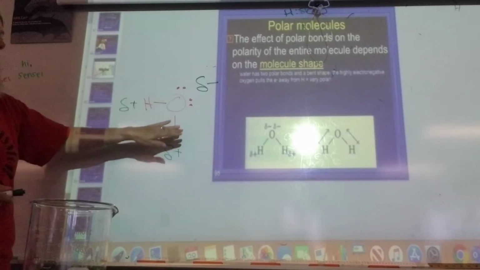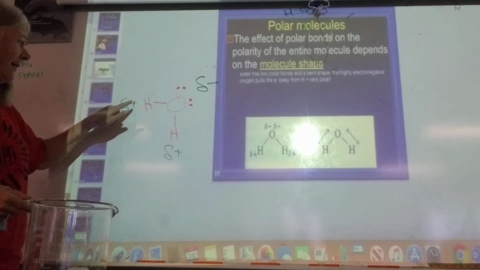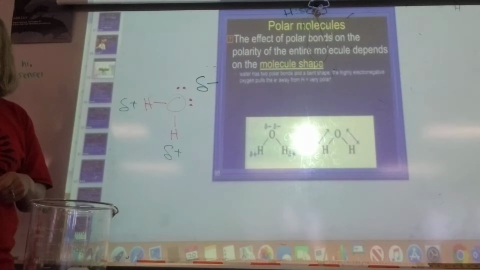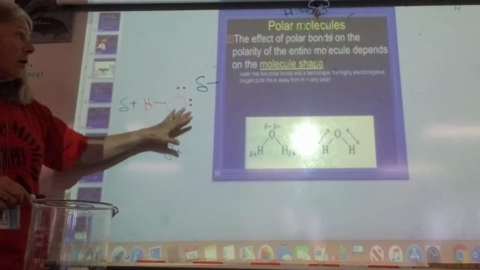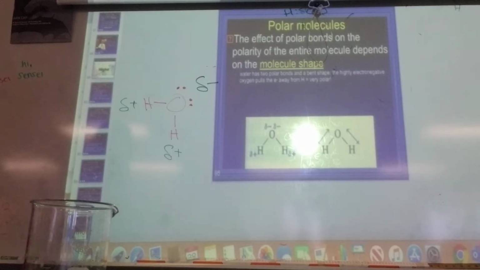And this bent shape, these 2 unshared pairs of electrons, and the fact that there's 2 hydrogens here, which will be critical in a few minutes that they're hydrogens, contribute to water's extremely polar nature. Water is very, very polar. And that's polar on many levels.